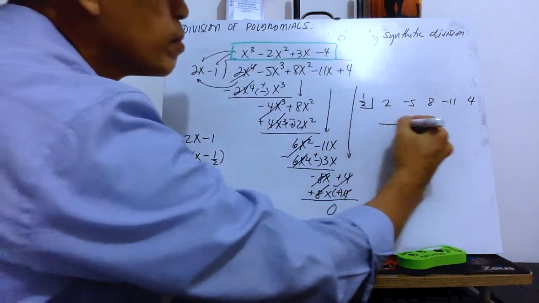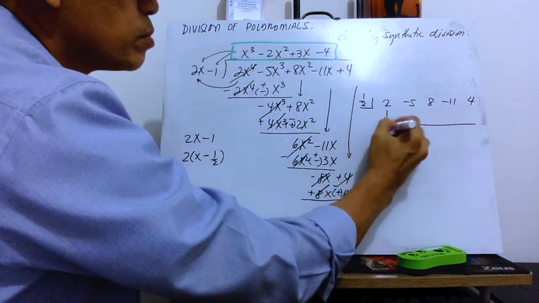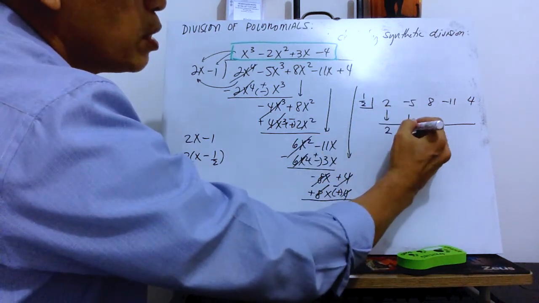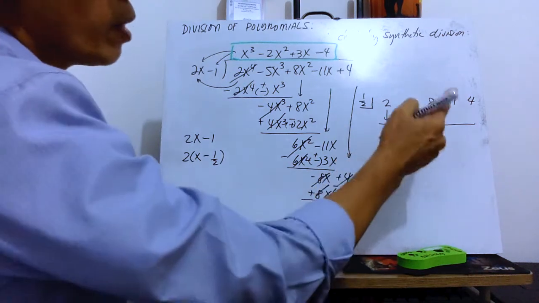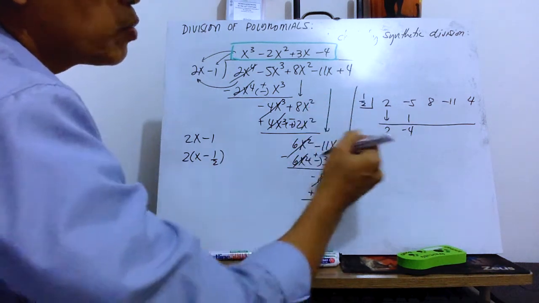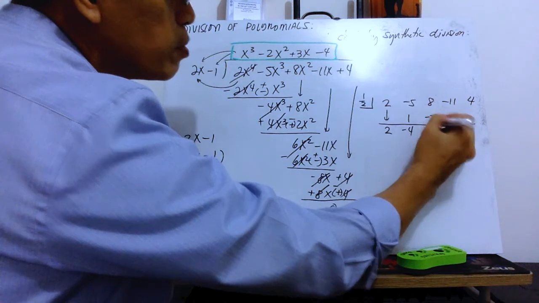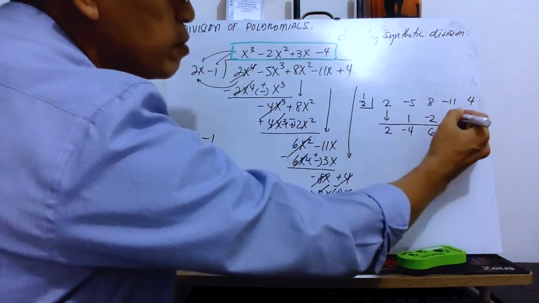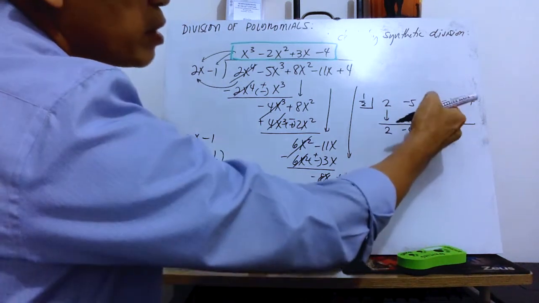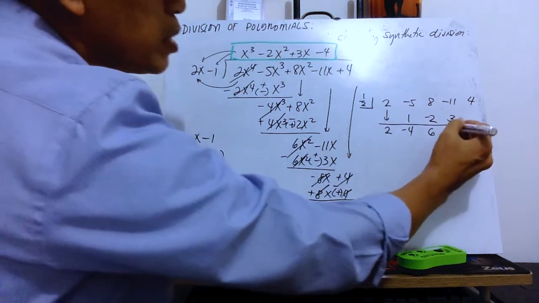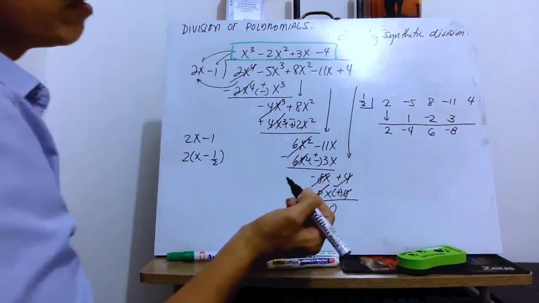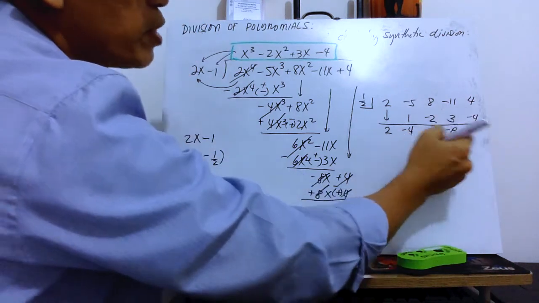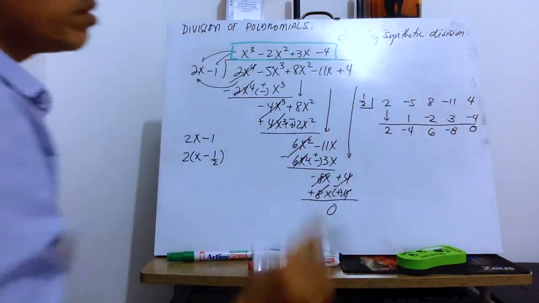All right. Bring down the first term. 2 times 1/2 is 1. Negative 5 plus 1 is negative 4. Okay. Negative 4 times 1/2, that's negative 2. 8 minus 2 is 6. 1/2 of 6 is 3. And then negative 11 plus 3 is negative 8. Okay. 1/2 of 8 is negative 4 because of the negative sign here. And this cancels out, becomes 0.